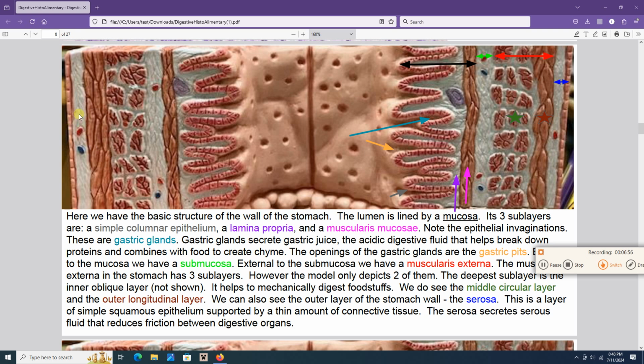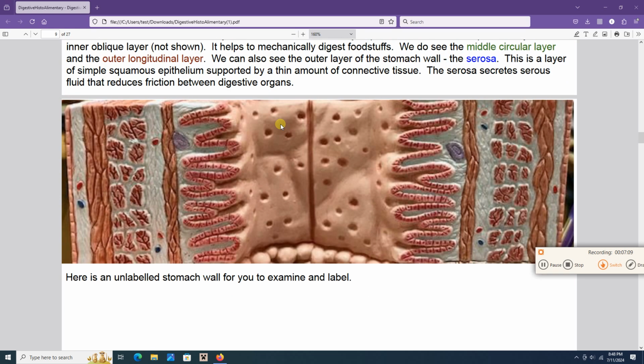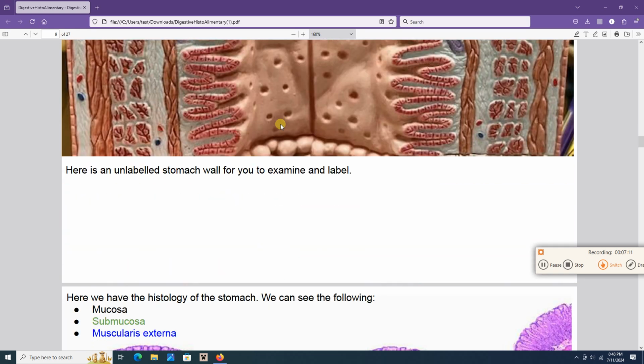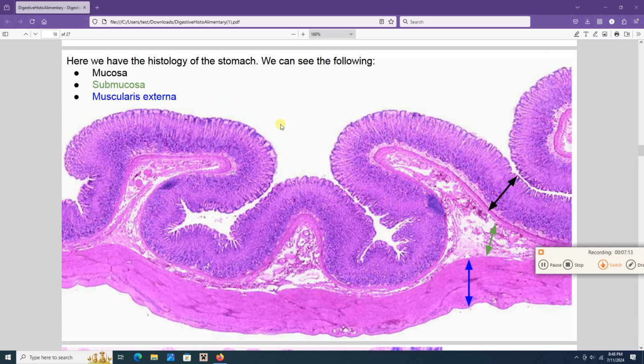Then out here is our serosa. In terms of the histology for today, only the esophagus is going to have an adventitia. All right, here's the unlabeled one for you to label on your own. And here is the real deal.